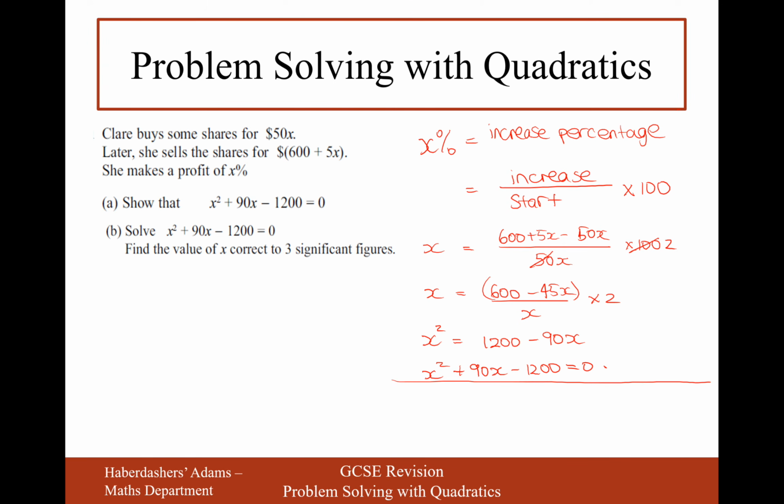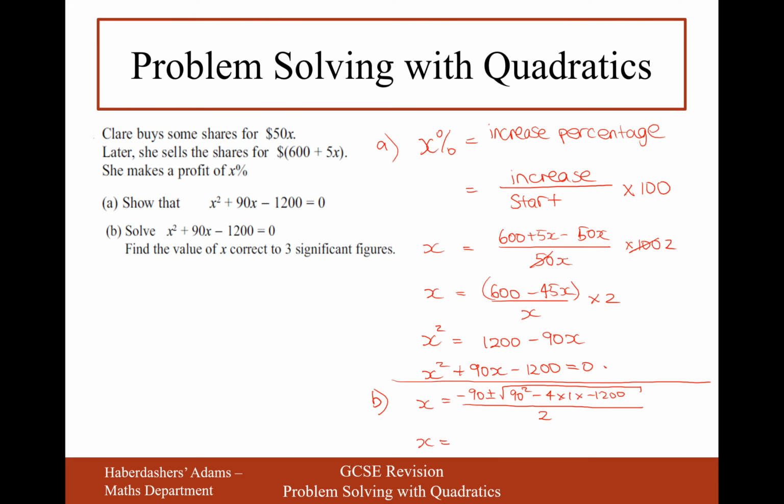Now, if you couldn't do the first part, you could still do part B, because you're given the quadratic equation and all you've got to do is solve it. So you don't need any parts from part A to work out the answer to part B. So let's use the quadratic formula. It's going to be minus 90 plus or minus the square root of 90 squared minus 4 times 1 times minus 1200, all over 2a, so that's going to be 2.